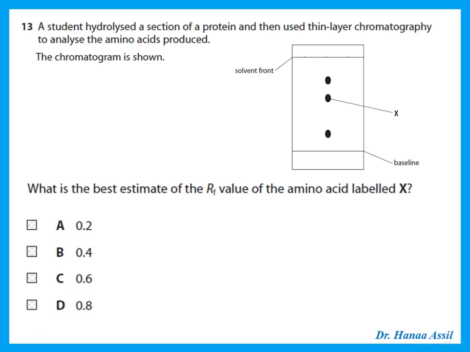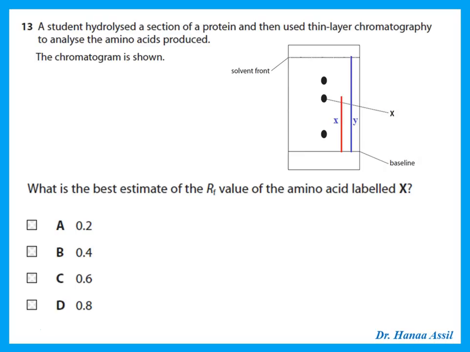A student hydrolyzed a section of a protein and then used thin layer chromatography to analyze the amino acids produced, and the chromatogram is shown. What is the best estimate of the Rf value of the amino acid labeled X? So can you see X? What do you think would be the Rf value of X? You should know that the Rf value is the distance from baseline to the spot over the distance from baseline to the solvent front. So in this case, my Rf value is what we measure at X over what we measure at Y.